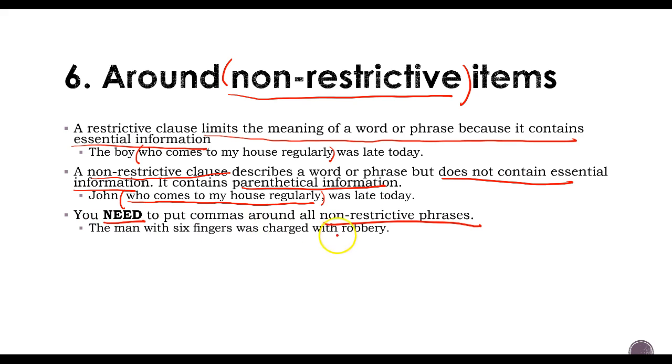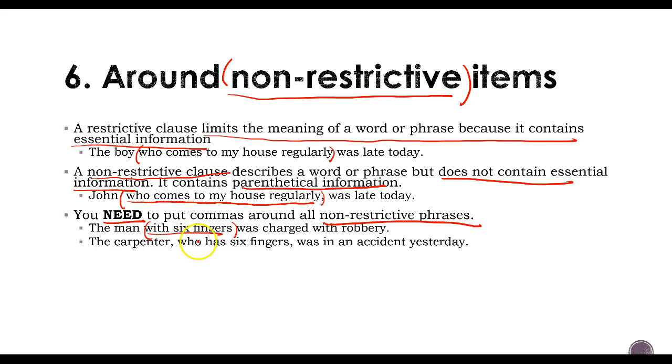The man with six fingers was charged with robbery. So here the phrase with 6 fingers is limiting the man, so it's an essential part of the sentence. The man with 6 fingers was charged with robbery is different than the man was charged with robbery, because with 6 fingers is an essential characteristic of the man, so we don't put commas around this because this is a restrictive phrase.